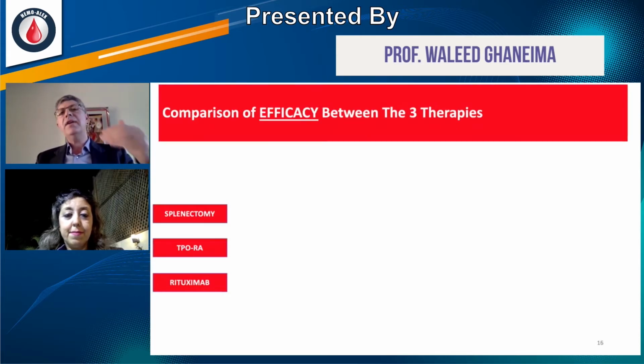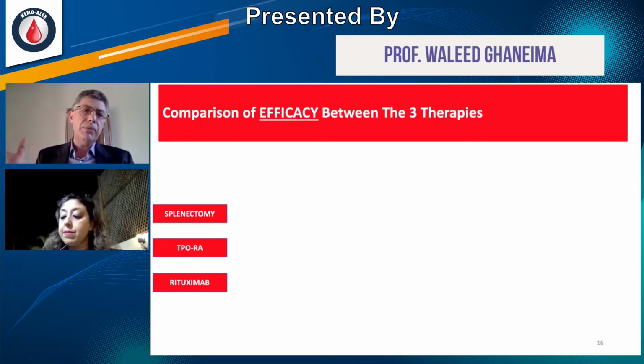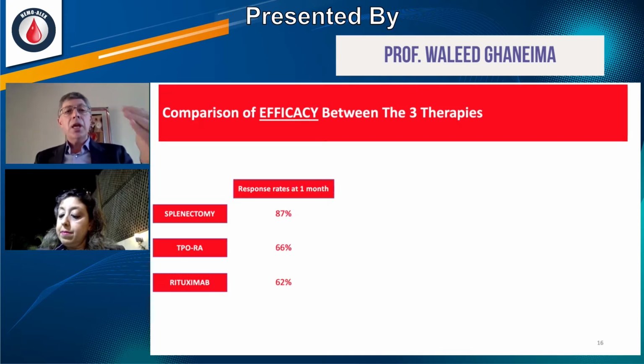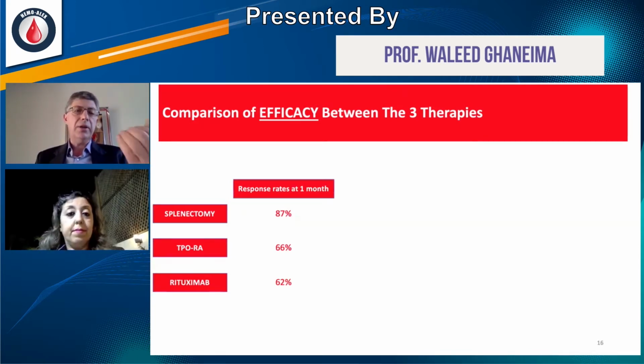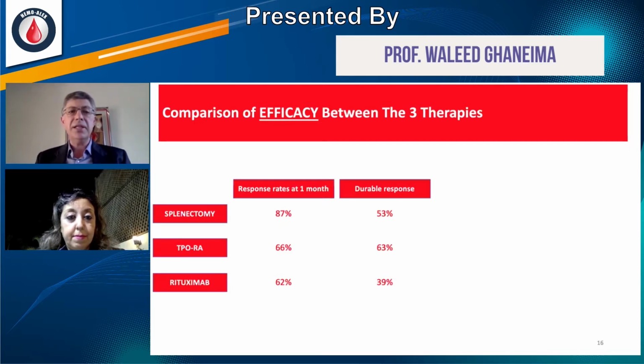This is how, looking at the data, when they do the literature search, extract the data from the studies, put them into that software, and synthesize the data. Comparison between splenectomy, TPO, and rituximab. Response at 1 month, you can see highest response is splenectomy. TPO and rituximab around 60 to 70%. How about durable response? 6 months, 50% splenectomy, 60% TPO, 40% rituximab.